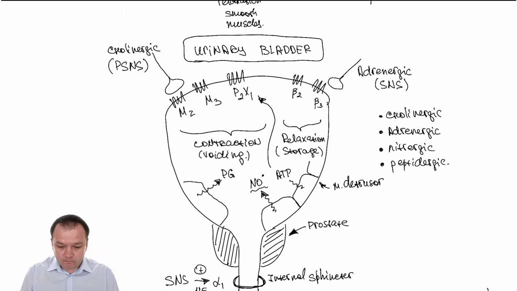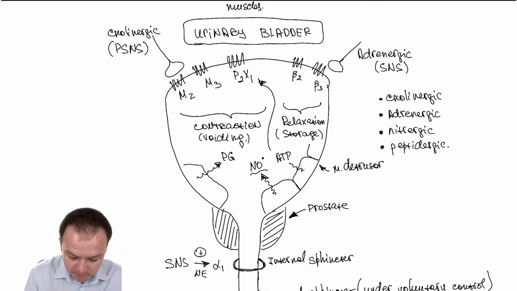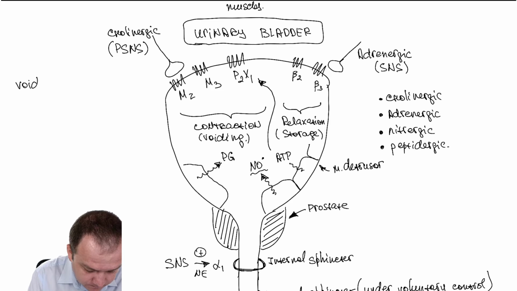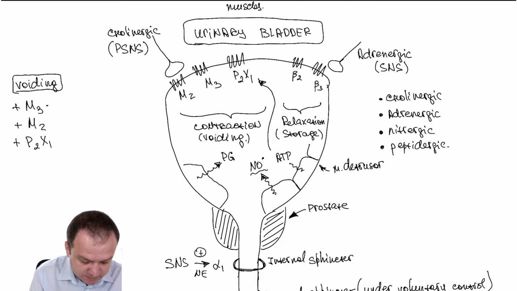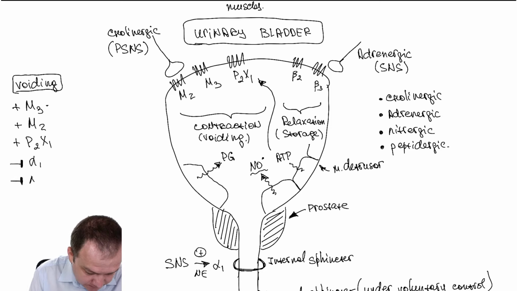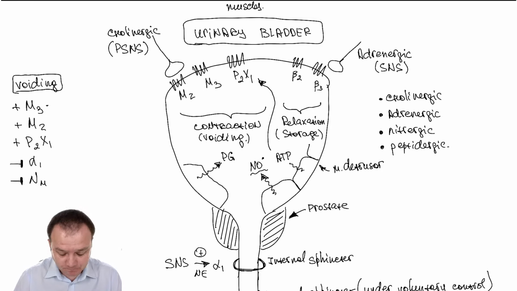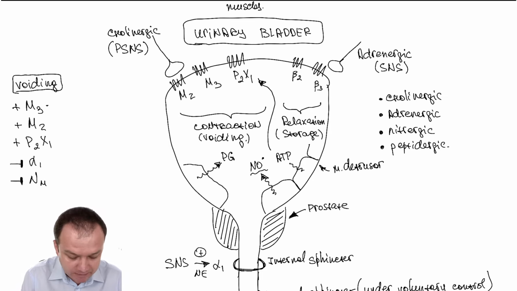So again, let's recap. Voiding: stimulation of M3 receptors, stimulation of M2 receptors, stimulation of P2X1 receptors, and inhibition or blockade of alpha-1 adrenergic receptors, and relaxation of skeletal muscles, blockade of NM receptors, or rather, not blockade, a decrease in impulsation.